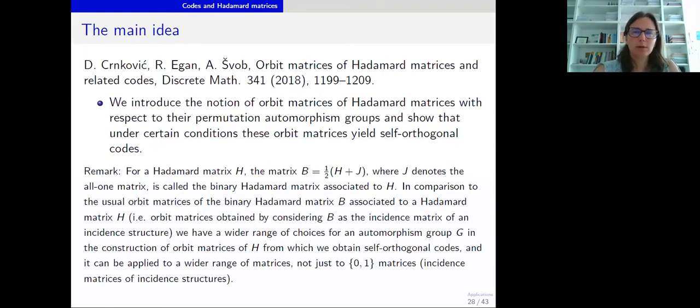Okay, so don't be afraid of this many texts. I will just explain what I wanted to tell you here, the main idea. Hadamard matrices are matrices that preserve a lot of nice properties. And what did we find out? We found out that if you define the orbit matrix of a Hadamard matrix, having in mind that this is a plus-minus 1 matrix, then you can have certain conditions in order to obtain self-orthogonal codes.